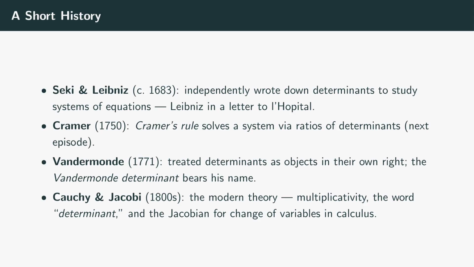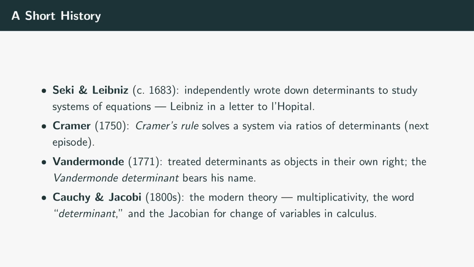A little history. Determinants were discovered independently in the late 1600s by the Japanese mathematician Seki Takakazu and, in Europe, by Gottfried Wilhelm Leibniz, who described them in a letter while studying systems of equations. In 1750, Gabriel Cramer published the rule that bears his name, solving a linear system using ratios of determinants. We will see exactly that next episode.